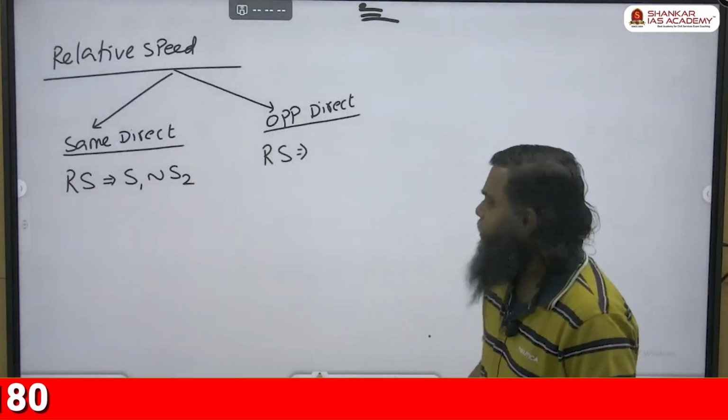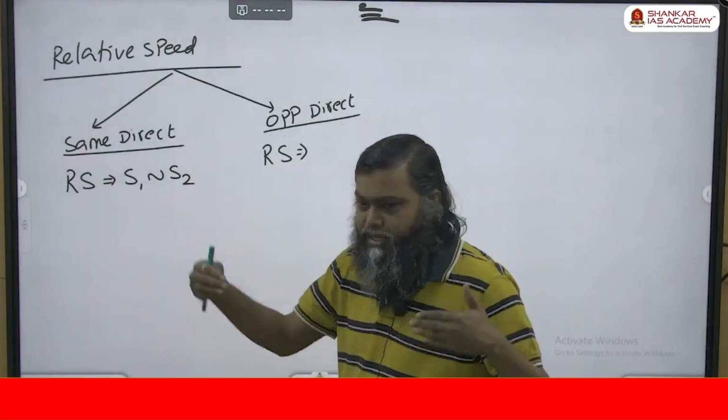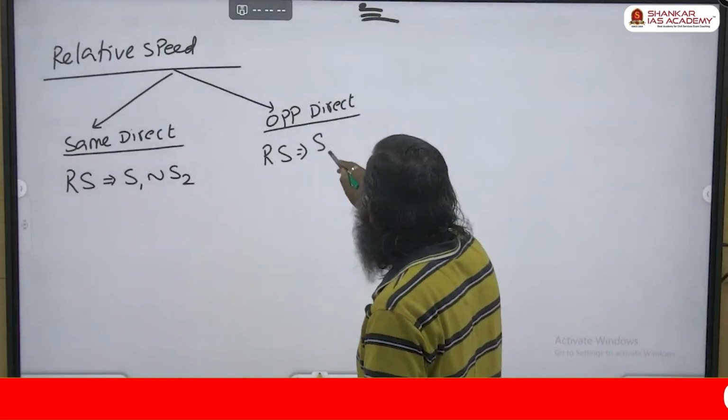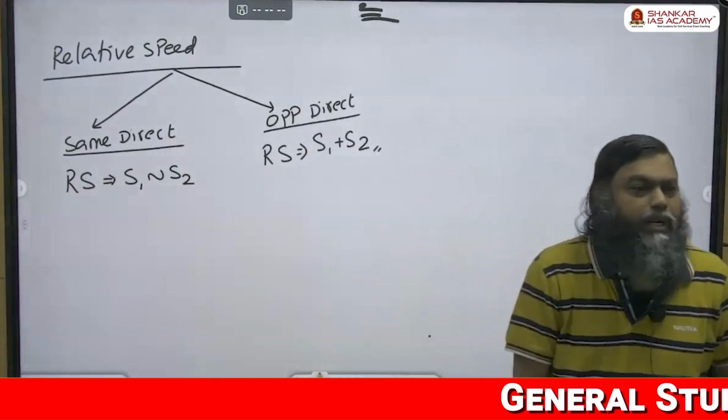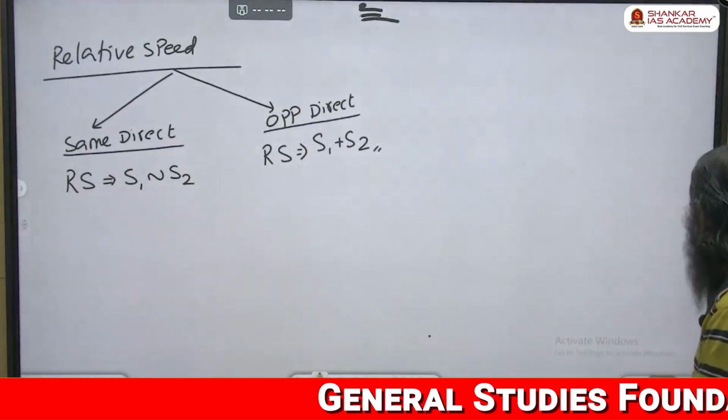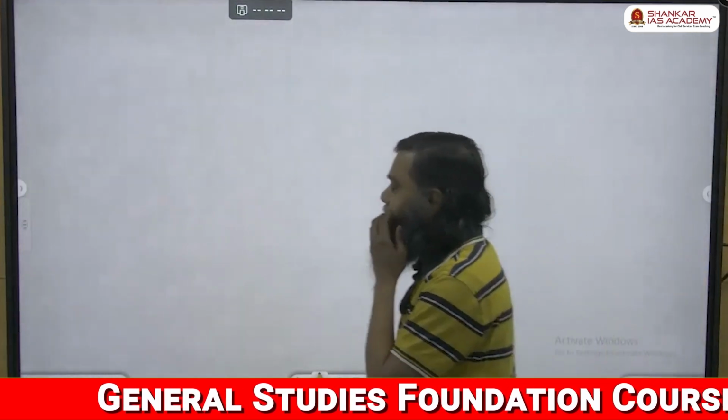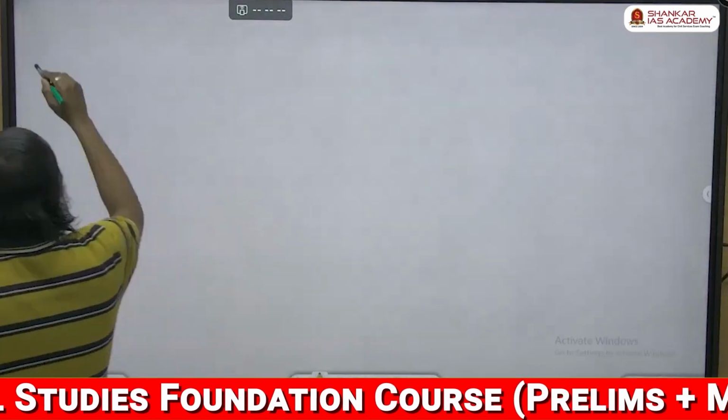Now opposite direction means what is the relative speed? Sum of the speed. Why, I will tell you in some other area. Understand this? Now listen carefully. We can start the topic of speed, time, and distance.